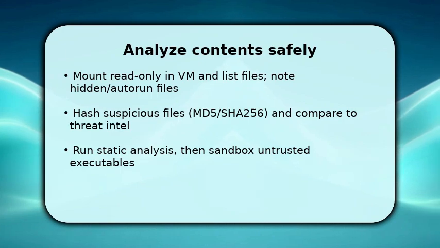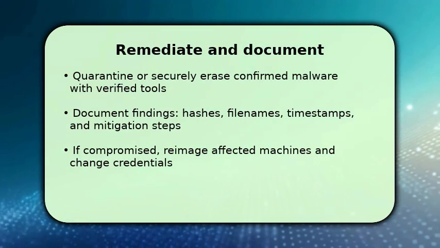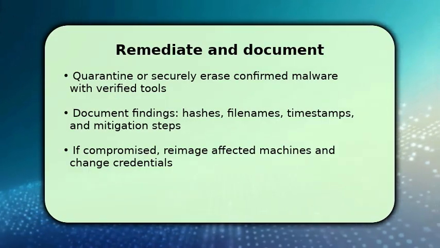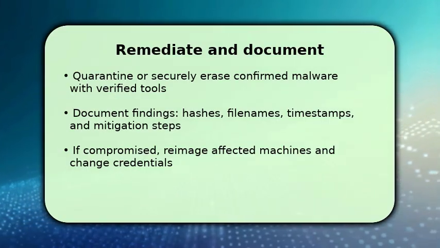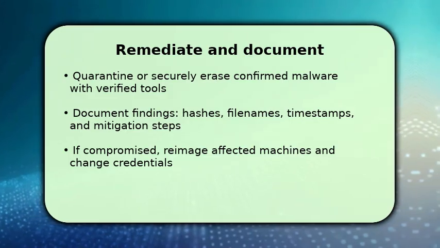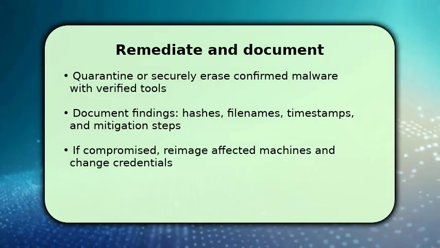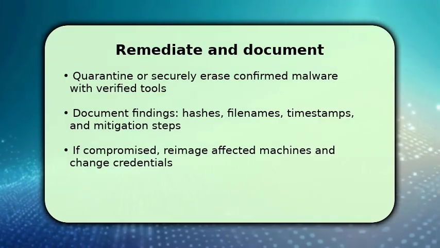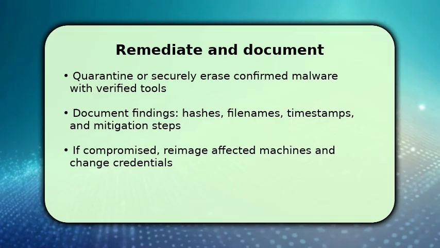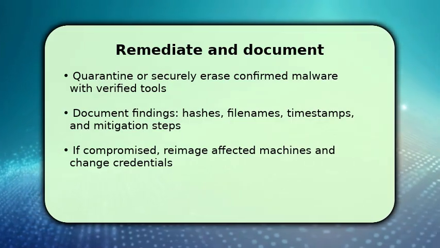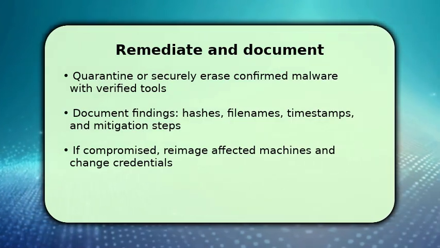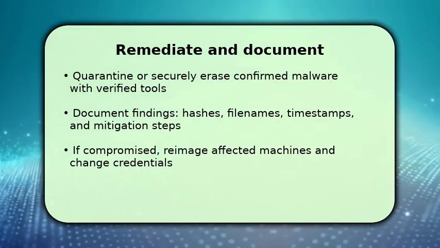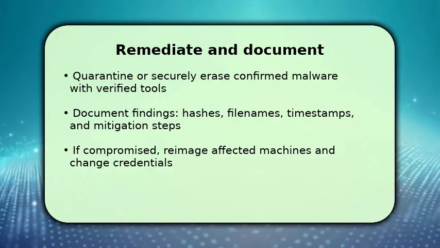You finish by containing and resolving the threat. Quarantine infected files and securely erase the USB using trusted tools or retain it for forensic analysis if needed. Make sure to document everything: file hashes, names, timestamps, and the actions you took, so others can follow up. If the device touched any production machines, reimage those systems and rotate credentials. Troubleshooting tip: if you still see suspicious behavior after cleanup, isolate the network and preserve logs for a full forensic review.